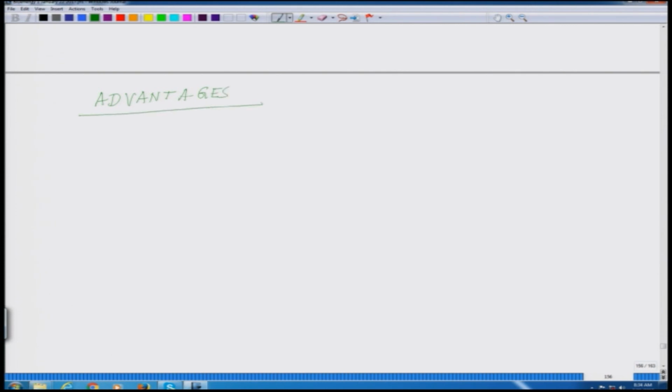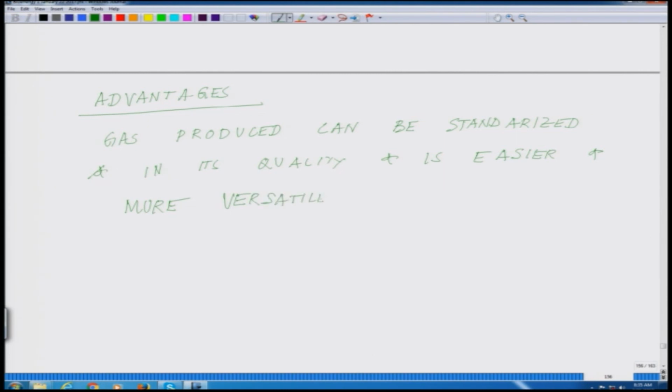The advantage is basically that the gas produced can be standardized in its quality and is easier and more versatile to use than the original biomass.